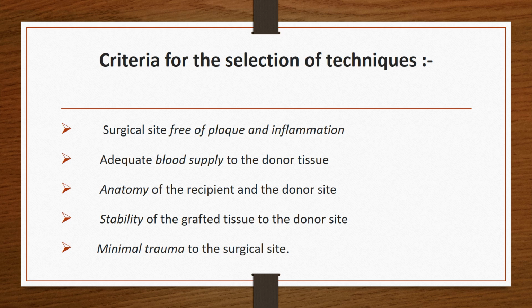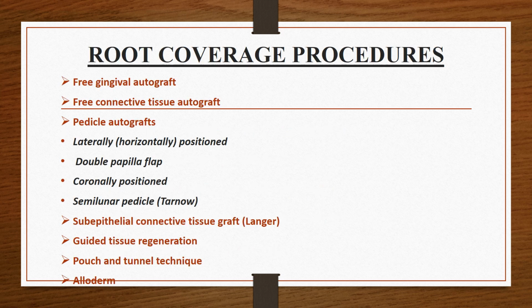So, what are the criteria for the selection of techniques? Obviously, the surgical site should be free of plaque and inflammation, with adequate blood supply to the donor tissue. The anatomy of the recipient and the donor site is important, along with stability of the grafted tissue at the recipient site and minimal trauma to the surgical site.